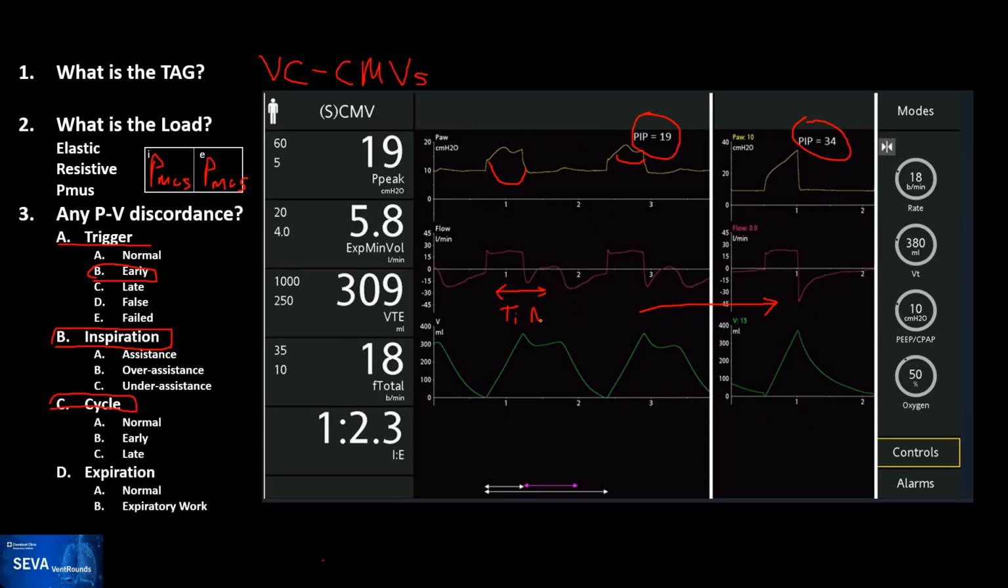Yes. So, Rob, when this late cycle is caused because of early triggering, is it still considered early cycle? I would say that this is an early cycle caused by an early trigger, right? Yes. And we say it in that order because which one would you treat? Would you try to fix the early cycle by, say, prolonging the inspiratory time? Or would you fix the early trigger by, as you mentioned before, dropping the respiratory rate and see if the patient can start triggering?